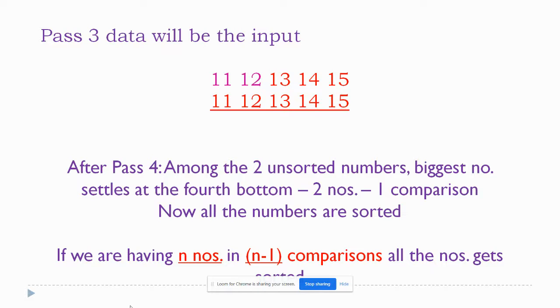So let me try to conclude this way. If I am having 5 numbers, I will be having 4 passes or 4 comparisons. After 4 comparisons, I will be obtaining the result.